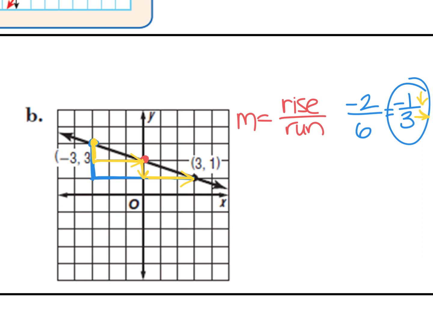So this slope kind of tells us the pattern to get from point to point on the graph. This one was a negative slope, so notice my line is going down. When I look at it from left to right, like reading a book, my slope is going down, so I got a negative slope as my answer. This was a negative 1/3, so I'm going down 1 over 3, down 1 to the right 3.